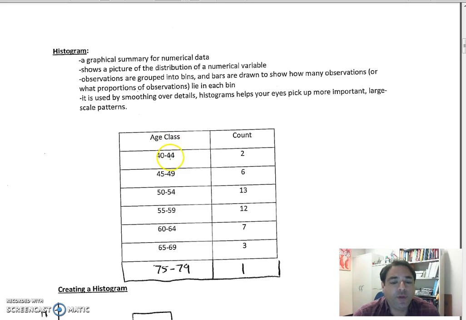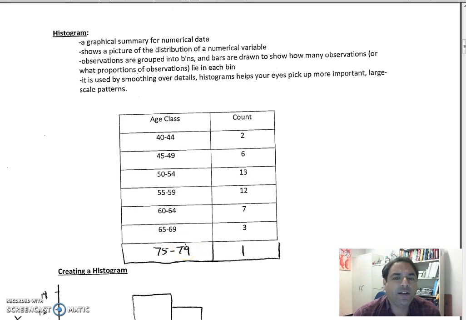Between 40 and 44, we have 2 members. Between 45 and 49, we have 6 members. Between 55 and 59, we have 12 members. Between 60 and 64, we have 7 members. Between 65 and 69, we have 3 members. And then somebody came in later, that's between 75 and 79. So there's a little space there, 1 person.